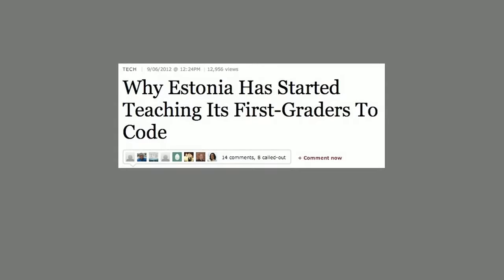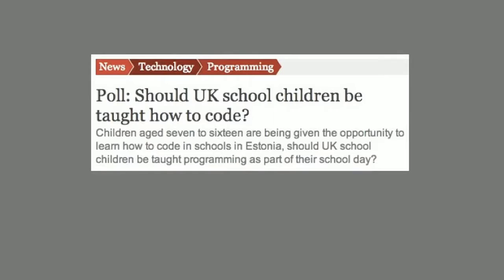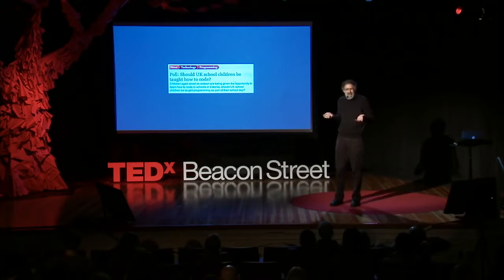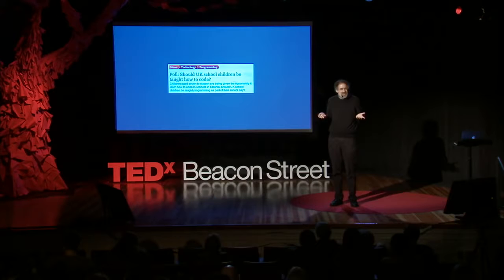A few months later, the country of Estonia decided that all of its first graders should learn to code. And that triggered a debate in the UK about whether all the children there should learn to code. Now, for some of you, when you hear about this, it might seem sort of strange, about everybody learning to code. When many people think of coding, they think of it as something that only a very narrow subcommunity of people are going to be doing.